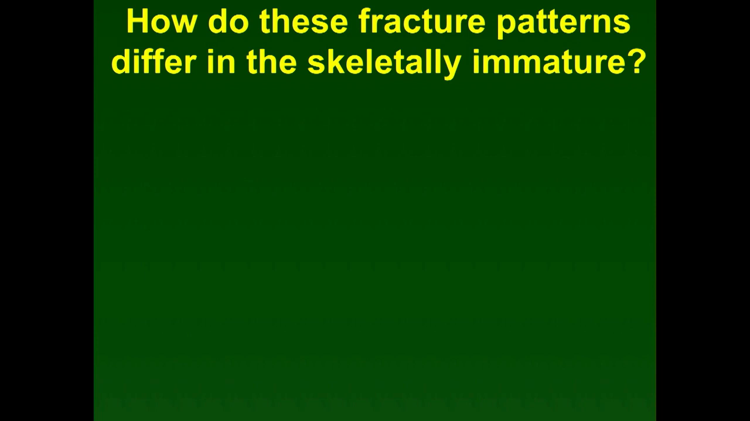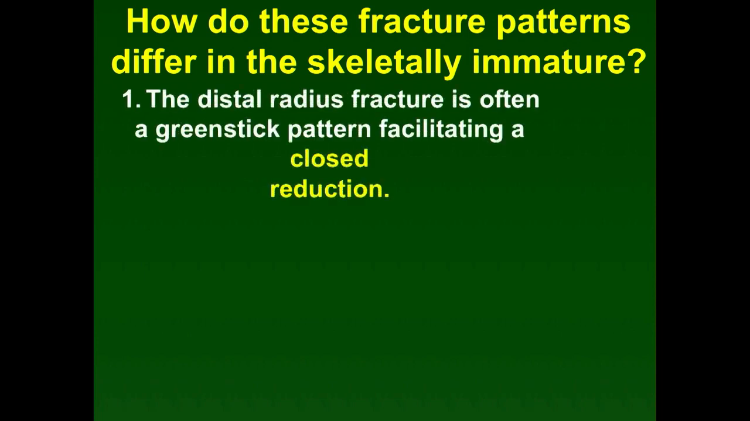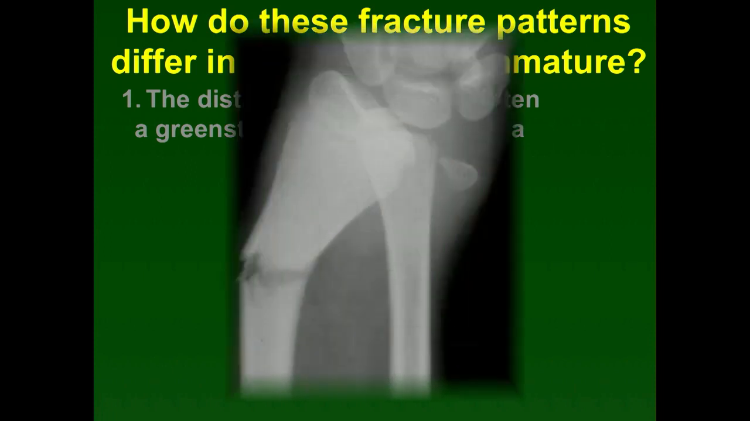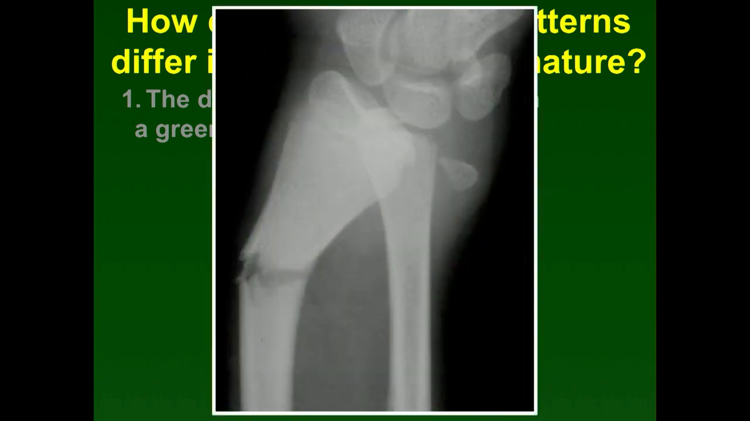So how do they differ in the skeletally immature? Have you seen Galeazzi fractures in adults? Yeah. And what do you usually have to do? Operate on all those? Well, in children the distal radius is often a greenstick fracture, and so you can do a closed reduction. Or in the distal radioulnar joint, it may go through the physis rather than through the ligament. So like in this one, you can see the physis is off. This is a type 1 physeal injury.